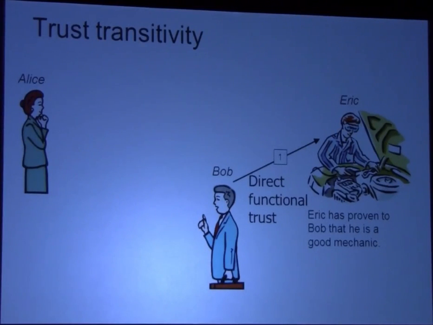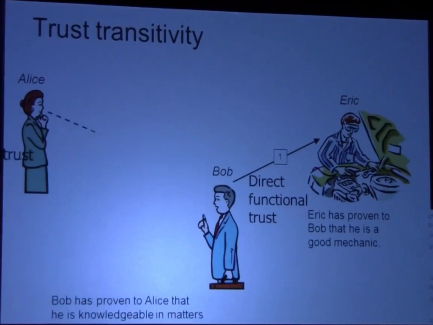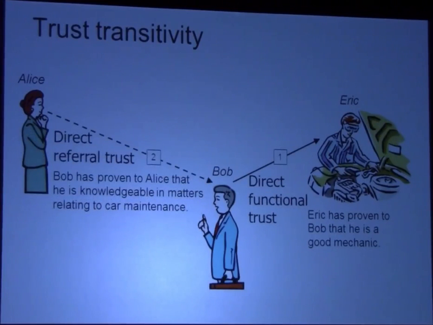Here comes Alice. She's new in town, a new colleague of Bob in the office, and she needs her car fixed. And she doesn't know where she should send her car. So she asks Bob. Maybe Alice has seen Bob's car and it looks well maintained, and Bob looks like a reliable person, so she trusts Bob in matters of providing advice about where to fix the car. And she doesn't trust Bob to actually fix the car. He might just be a computer nerd or an accountant, but she trusts Bob to provide some advice.